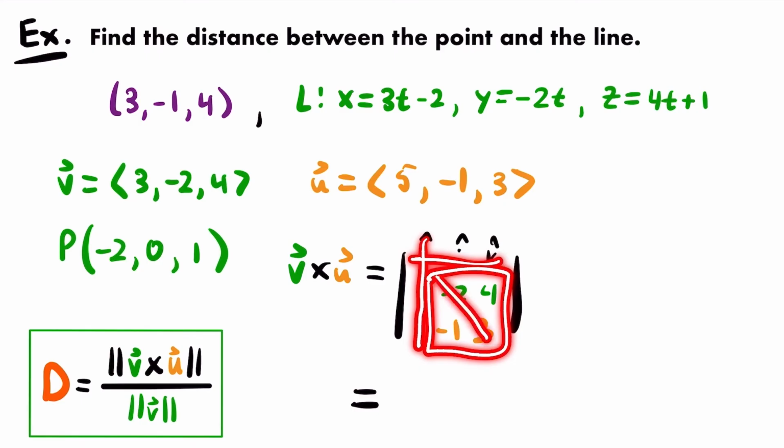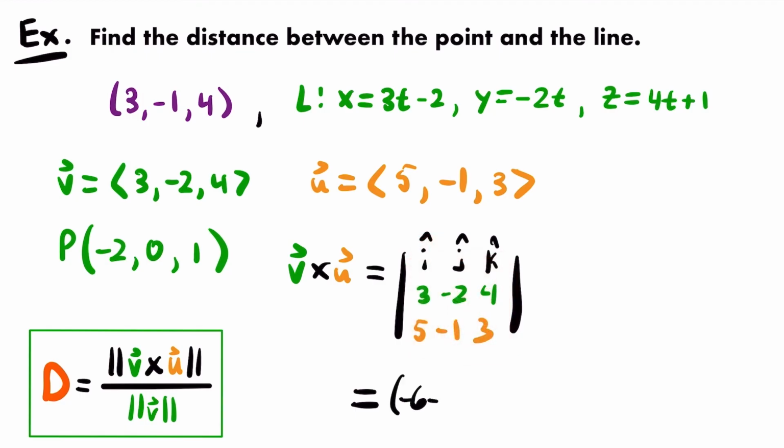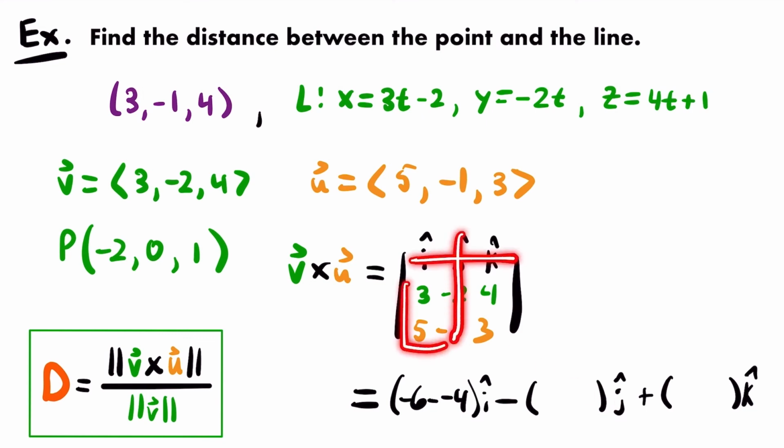Negative 2 times 3 is negative 6, minus 4 times negative 1, which is negative 4. So we have negative 6 minus negative 4 times i, and then we will subtract our j term and add our k term. All right, now for j, we'll cross out the row and the column that j is in and use these 4 values to calculate a 2 by 2 determinant.